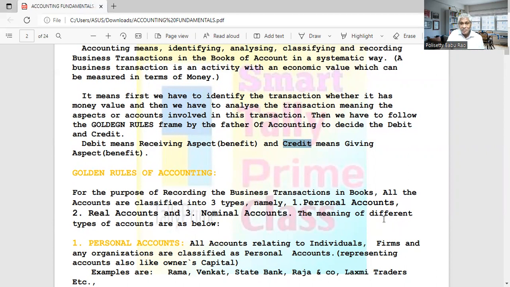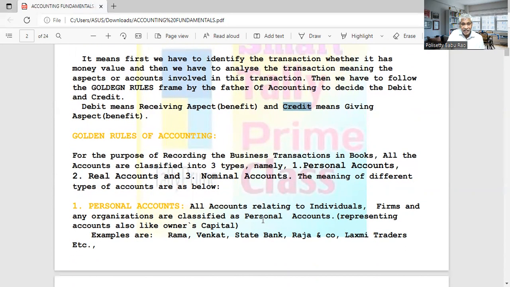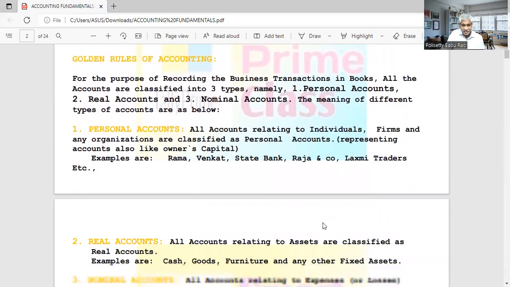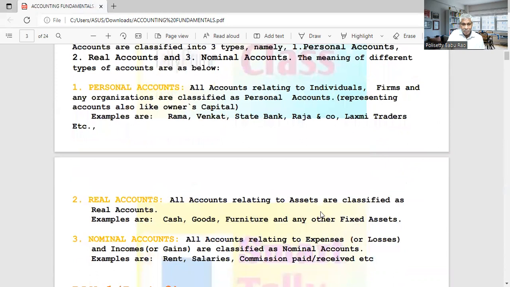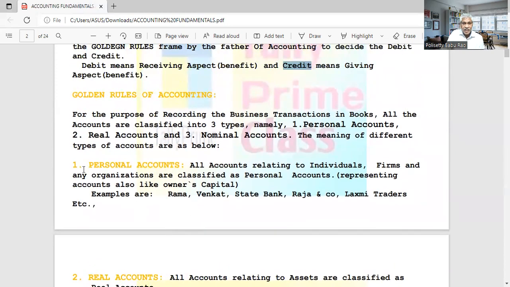So what is the meaning of these three? The meanings of these three are different. They are as follows. I will give the meaning now, with examples. Number one, personal accounts. What is meant by personal accounts? Any aspect is regarded as an account. So every account which relates to individuals, human beings, firms, and any other organizations is classified as a personal account.